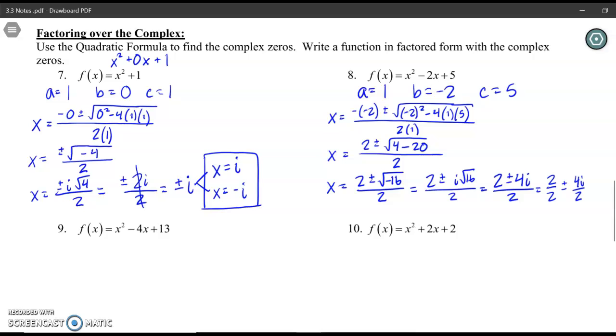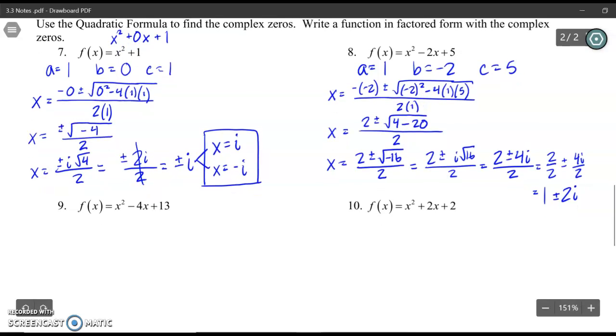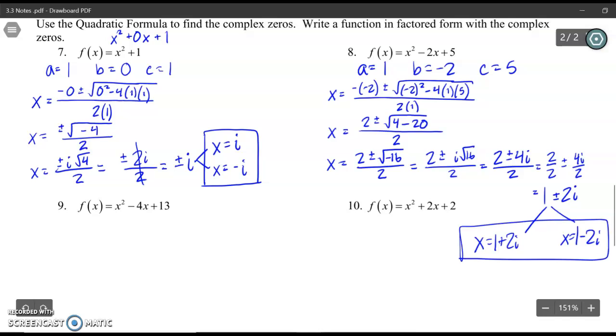Okay, then that gets even nicer because 2 over 2 is just 1. 4 over 2 is just 2. So I have 1 plus or minus 2i. Okay, so that would give me my two answers. x equals 1 plus 2i and x equals 1 minus 2i. Okay, so then these two would be my two complex zeros. So once you guys try 9 and 10, make sure you feel confident with those, and then you'll be ready to rock and roll for the assignment.